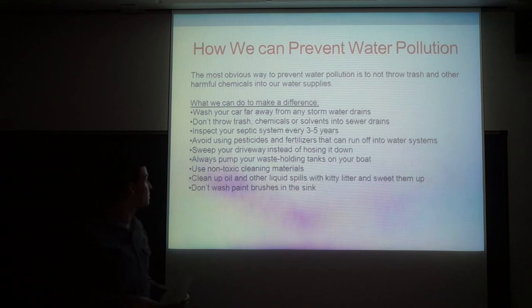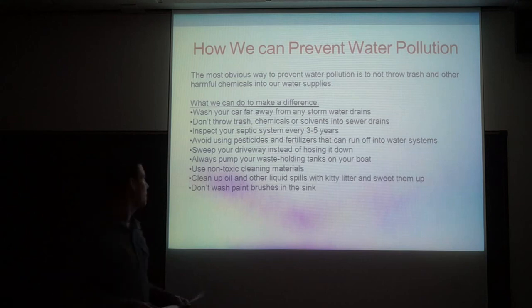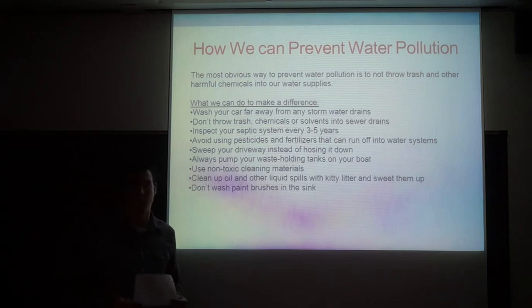Inspect your septic systems every 3 to 5 years. Avoid using pesticides and fertilizers that can run off into the water systems. Sweep your driveway instead of hosing it down. Always pump your waste holding tanks on your boat. Use non-toxic cleaning materials. Clean up oil and other liquid spills with kitty litter and sweep them up. And then don't wash paintbrushes in the sink. These are just a few ways that we can prevent water pollution. That's pretty much it.